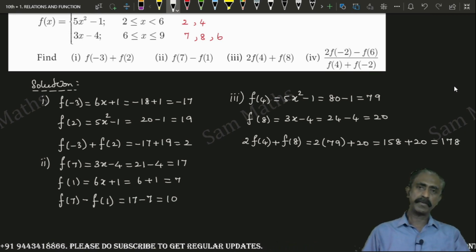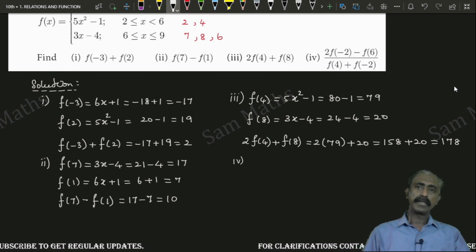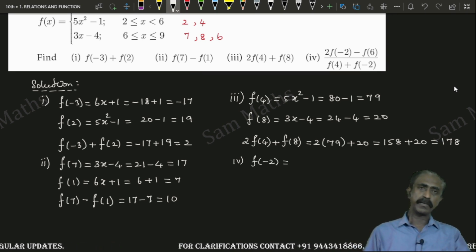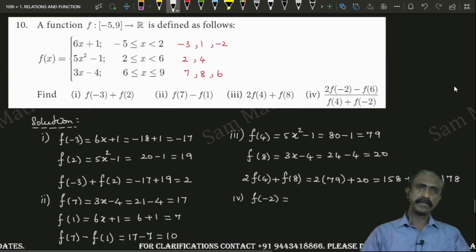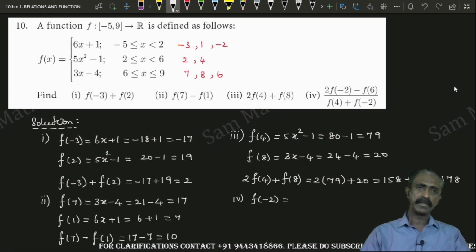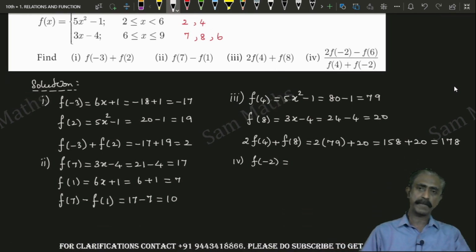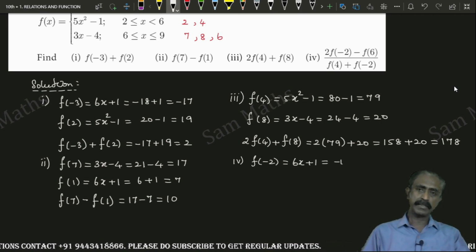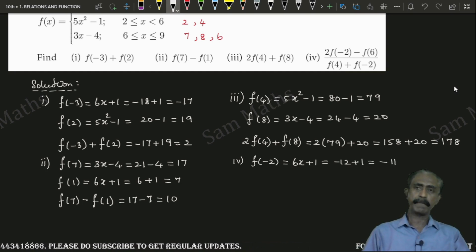Now we have to go for the fourth subdivision. Fourth subdivision, we need f of minus 2 equal to, for minus 2 we have to use the first function, that is 6x plus 1, that is equal to 6 into minus 2 is minus 12 plus 1 equal to minus 11. Then we need f of 6.